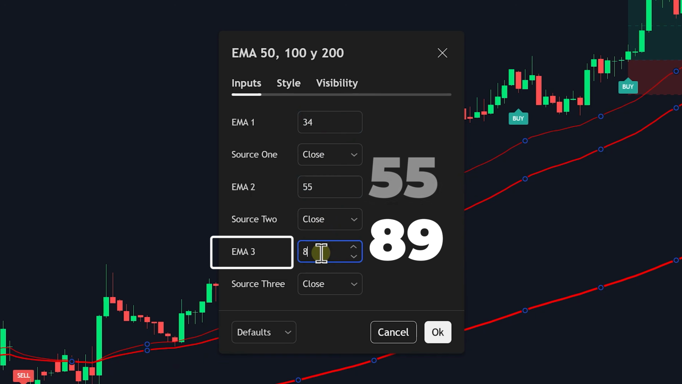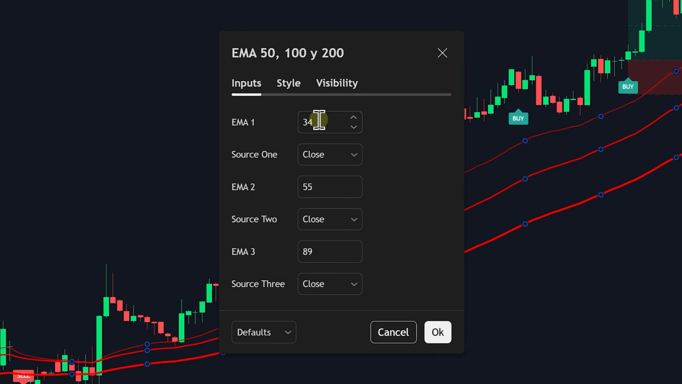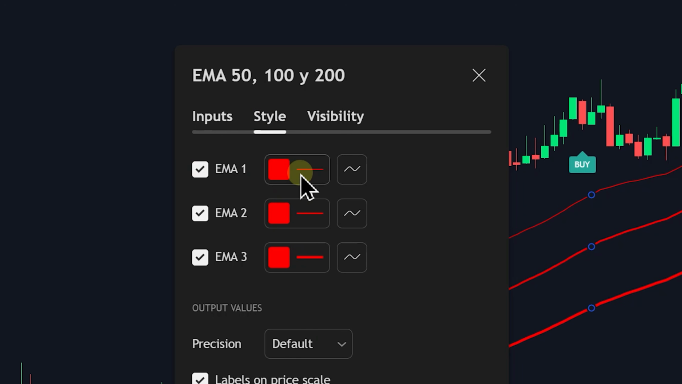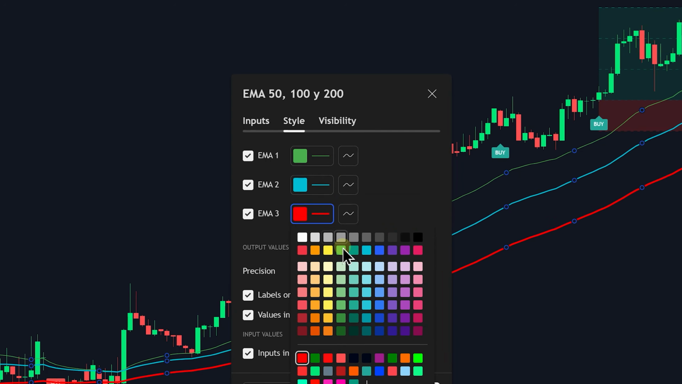These aren't just random numbers. They're actually Fibonacci sequence numbers, and Fibonacci values tend to work very well in financial markets because they're often widely followed by traders and often align with natural market swings. Next, move over to the Style tab. Change the first EMA to green, the second EMA to light blue, and the third EMA to red. Once you've done that, click OK.